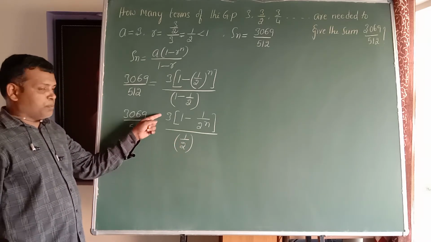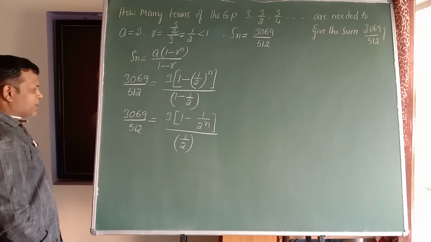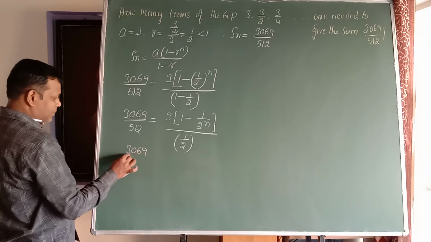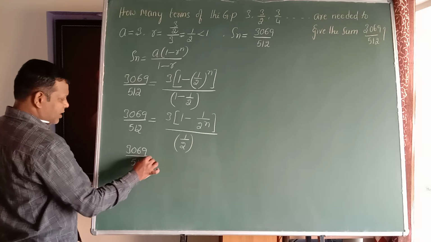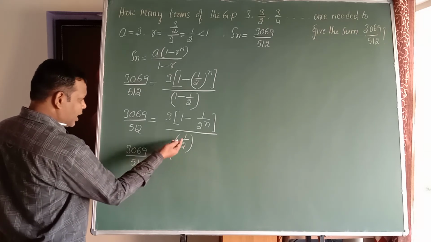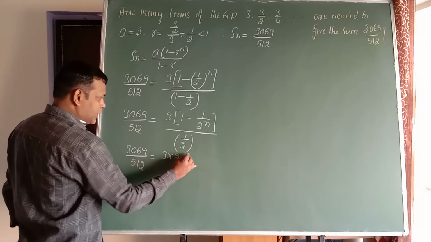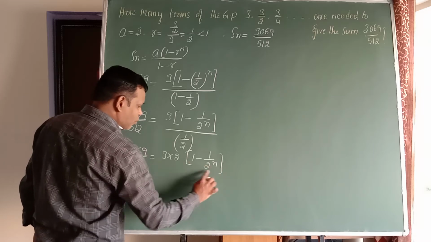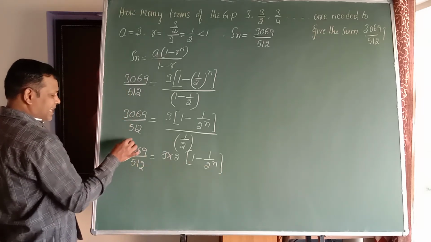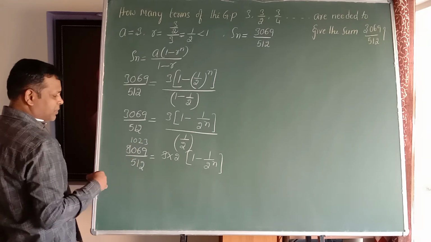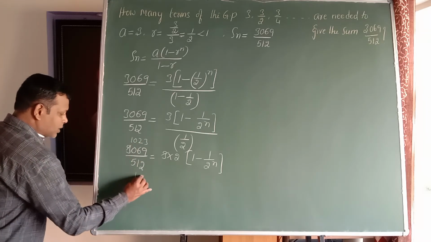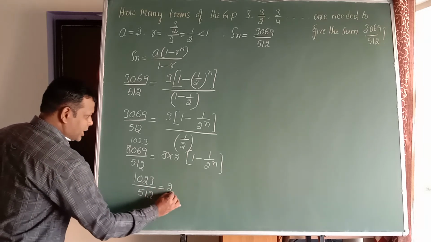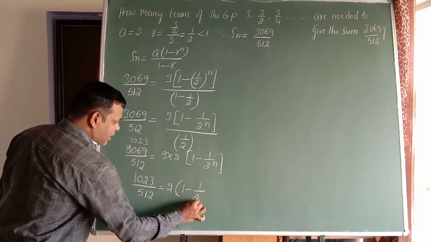Now this 2 goes up. What happens here? So 3069 divided by 512 is equal to 3 into, this 1 by 2 goes up, 2 into 1 minus 1 by 2 power n, whole divided by 1. Now here, 3 tens are, 3 twos are, 3 threes are. What happens here? 1023 divided by 512 is equal to 2 into 1 minus 1 by 2 power n.